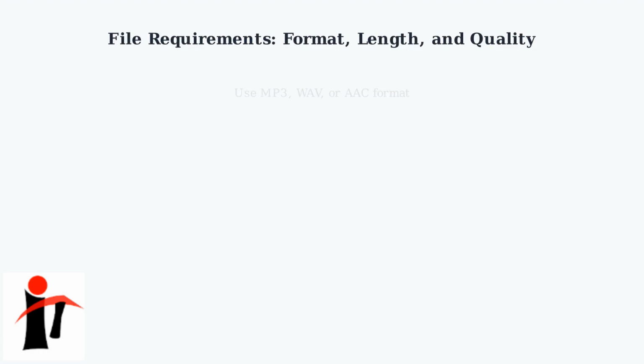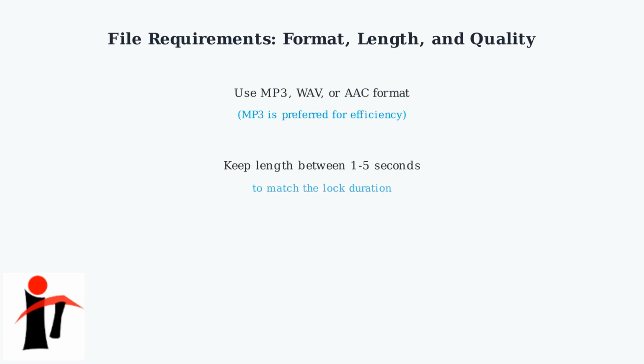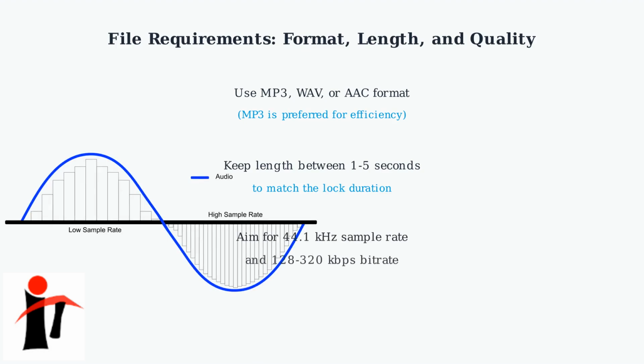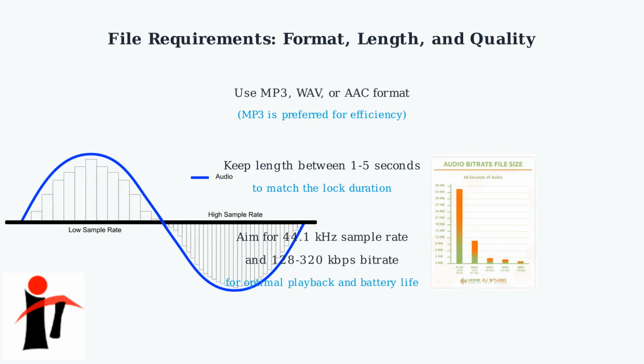To ensure your custom sound works flawlessly, it needs to meet specific requirements. Use MP3, WAV, or AAC format. MP3 is preferred for efficiency as it provides good quality with smaller file sizes. Keep the length between 1 to 5 seconds to match the lock duration. Aim for a 44.1 kHz sample rate and 128/320 kilobit bitrate for optimal playback and battery life.